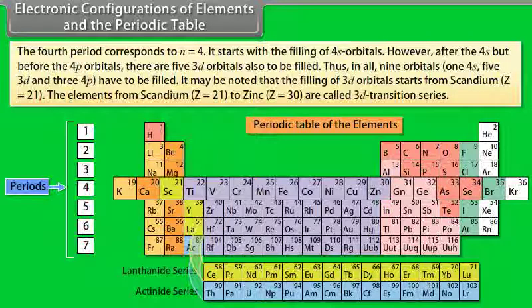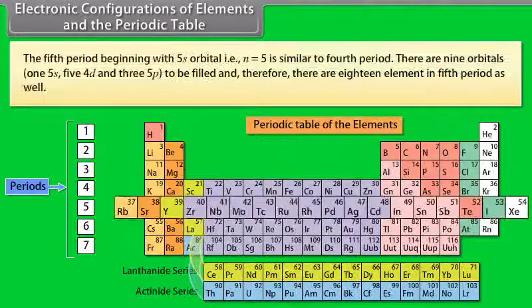3d transition series. The fifth period, beginning with 5s orbital, that is, n is equal to 5, is similar to the fourth period. There are 9 orbitals, one 5s, five 4d and three 5p to be filled, and therefore there are 18 elements in the fifth period as well.